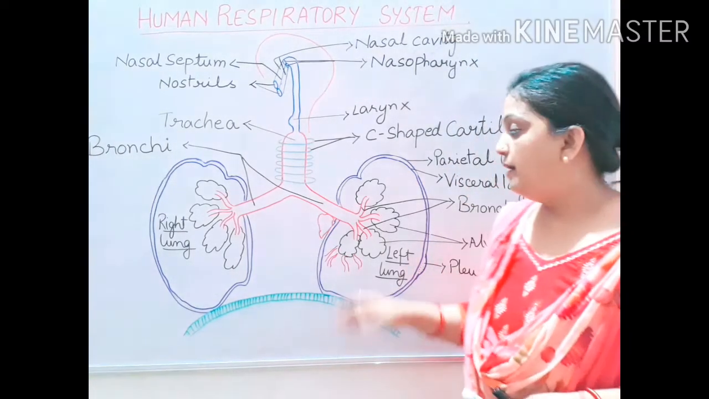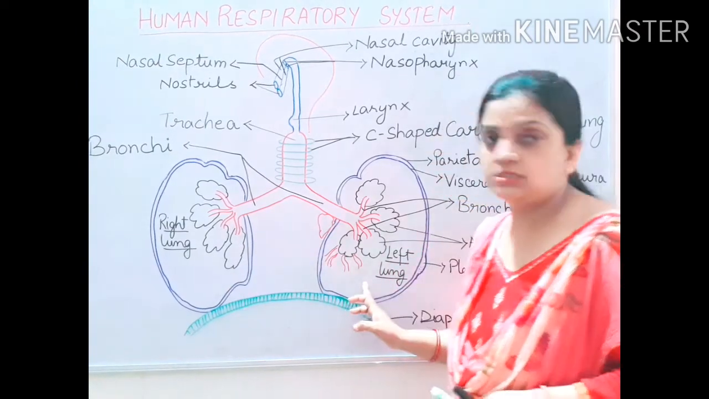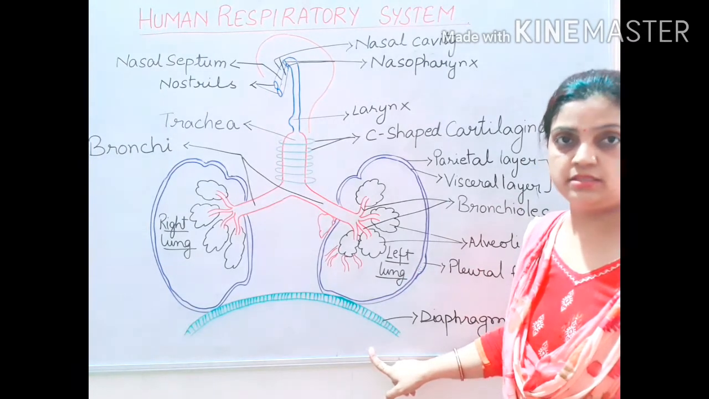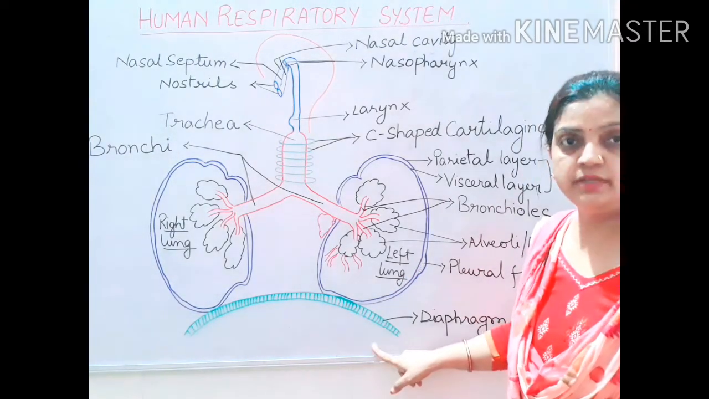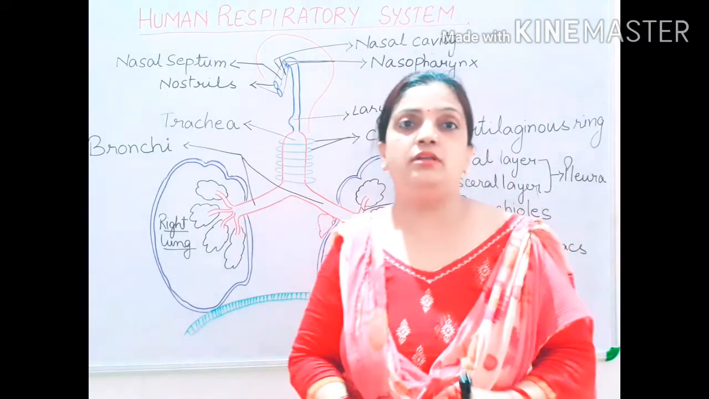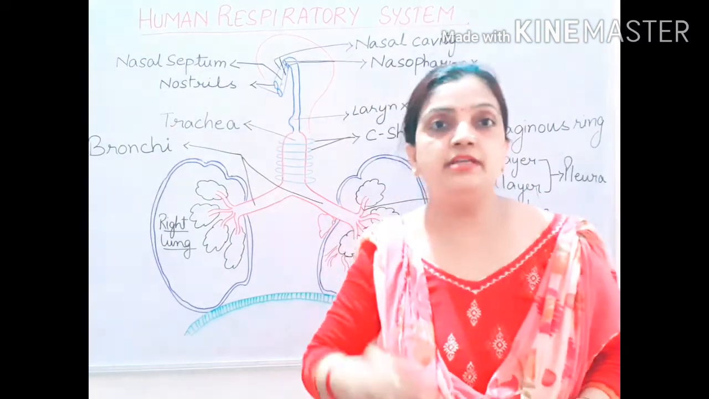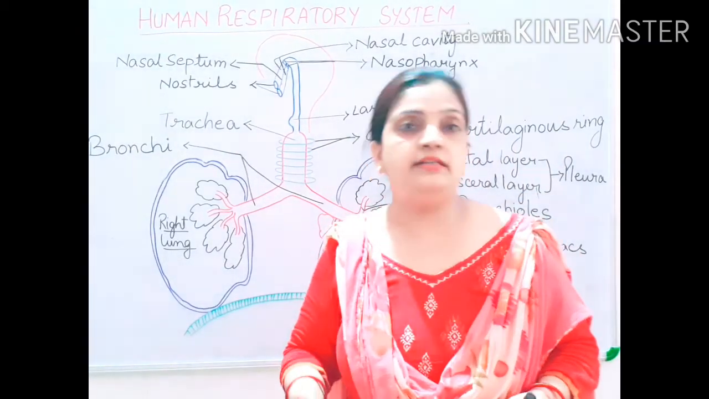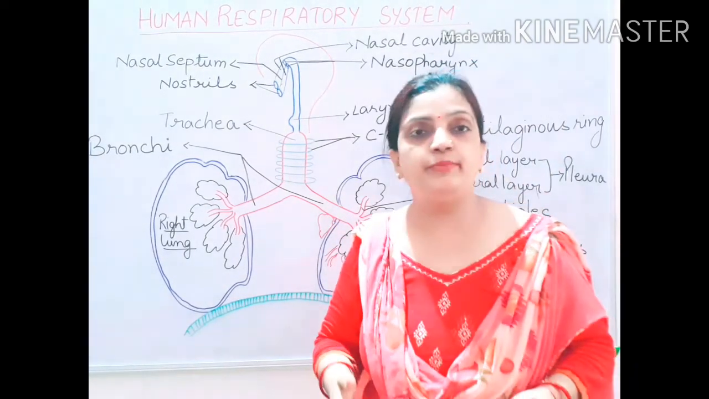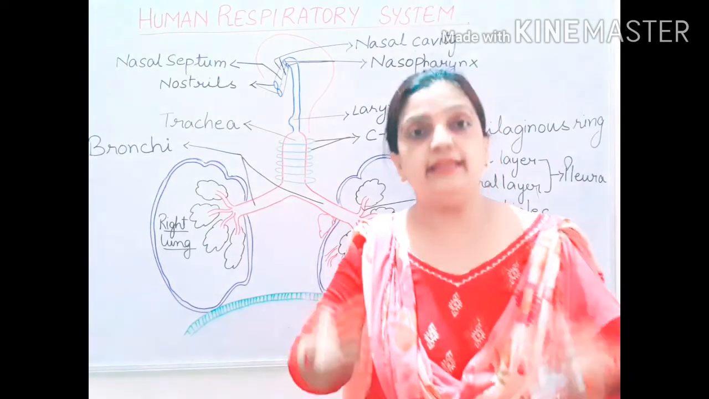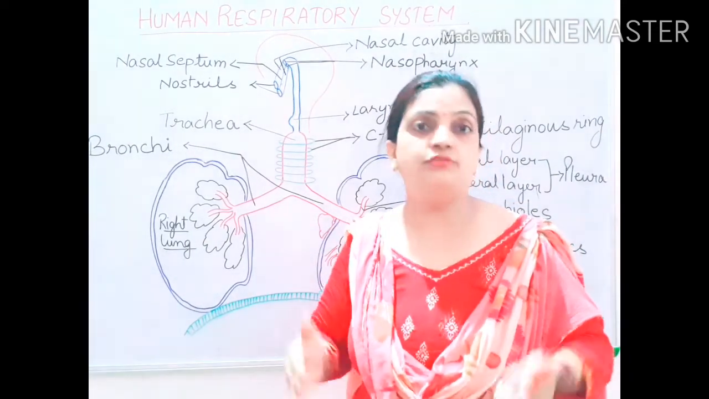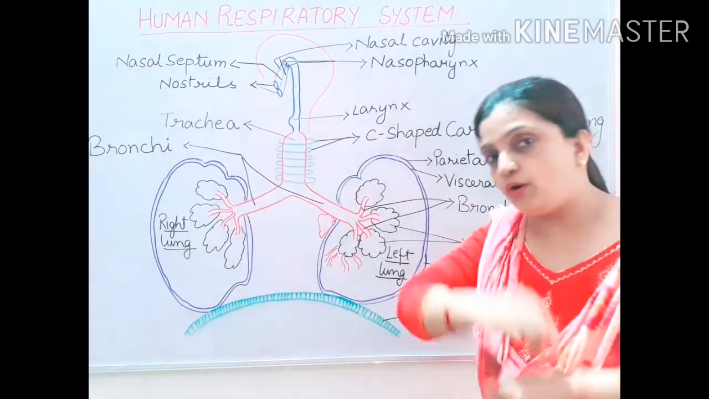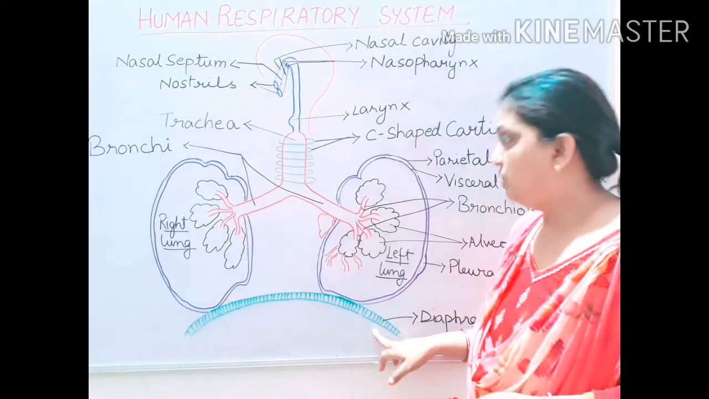Now children, below the lungs, both the right lung and left lung, a broad dome-shaped structure is present, and this is called the diaphragm. This diaphragm is helpful during the process of inhalation and exhalation. We will study the role of the diaphragm when we discuss the physiology, the mechanism of how inhalation and exhalation take place. But for now, know that both the lungs are supported by a broad dome-shaped structure called the diaphragm.